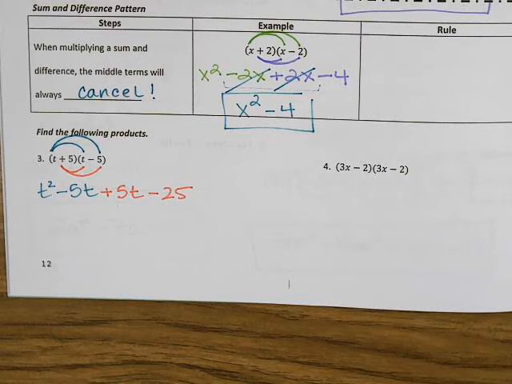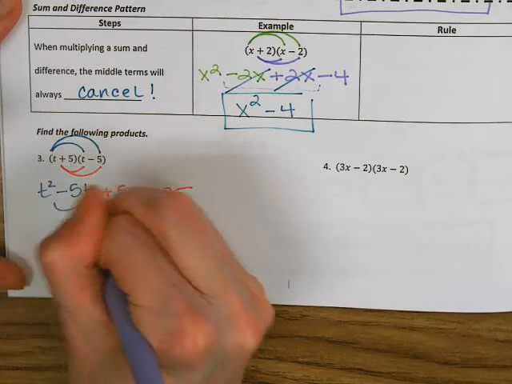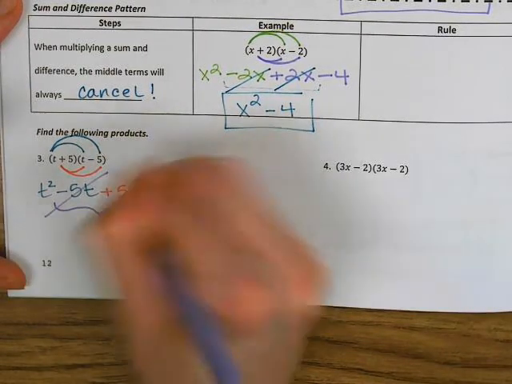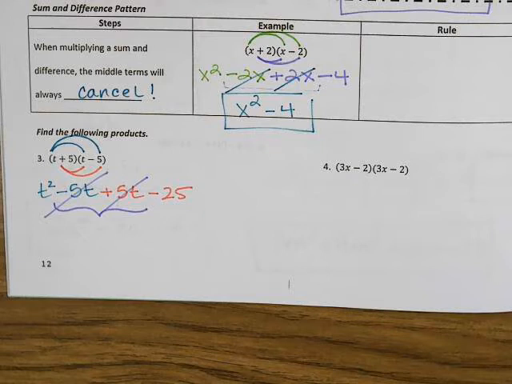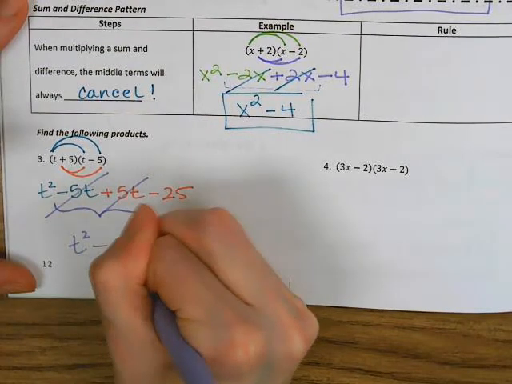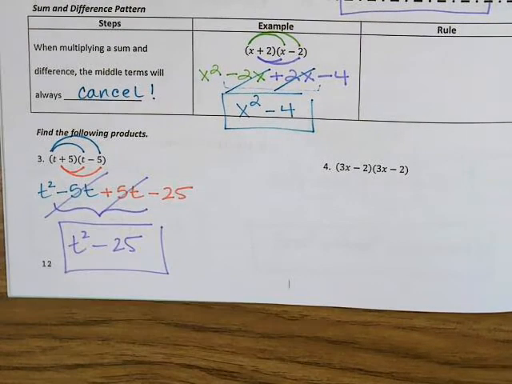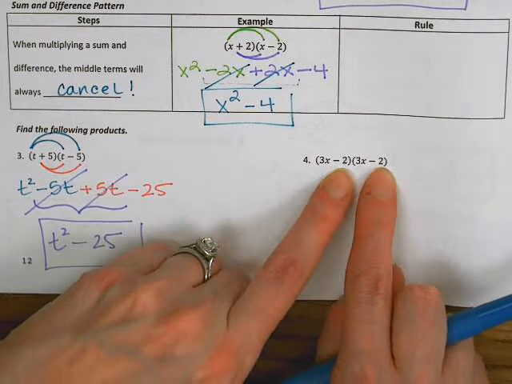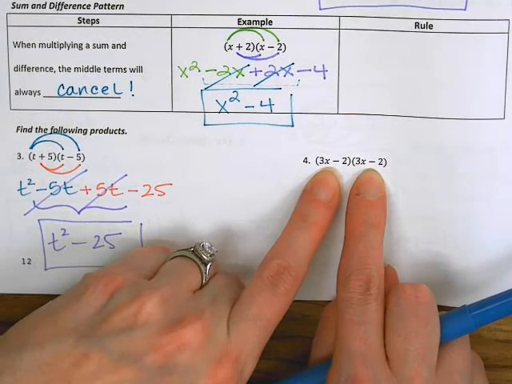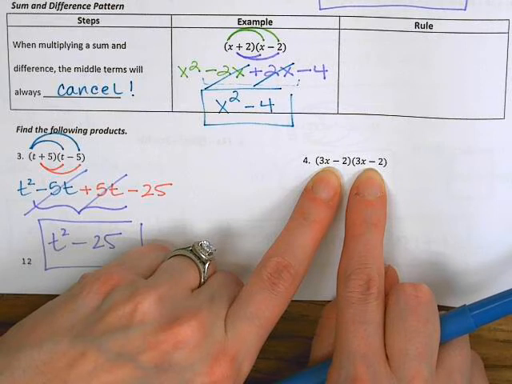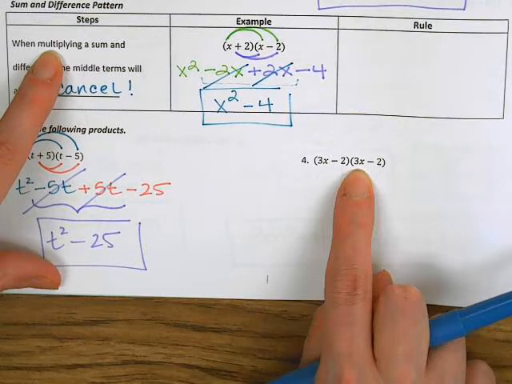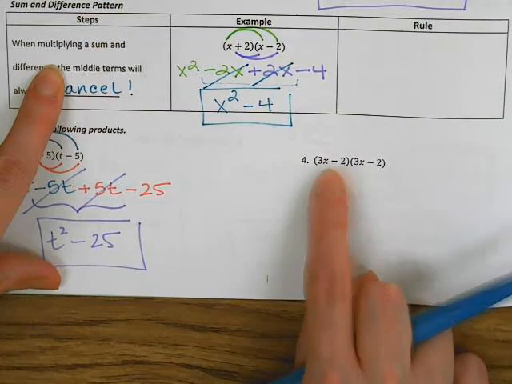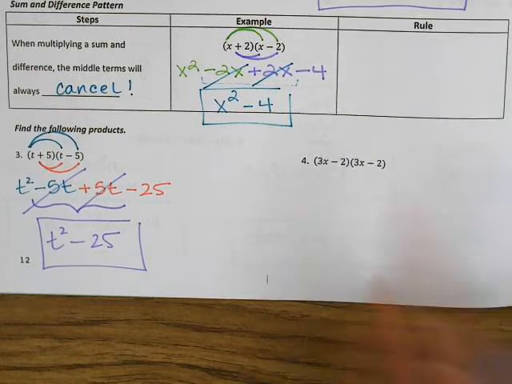All right, guys, let's see what happens. When you go to add like terms, negative 5t plus 5t cancel. So what are you left with? T squared minus 25. Awesome. All right, last one, number 4. Now, 3x minus 2 and 3x minus 2, are they going to cancel? No, right? They only cancel when they're a plus and a minus of the same thing. So this one is not going to cancel.